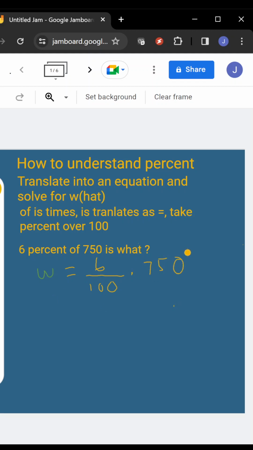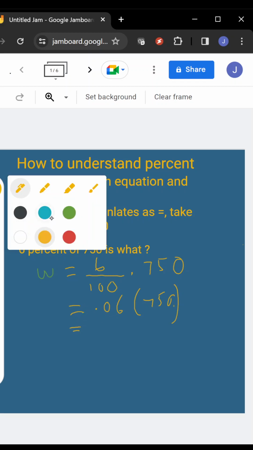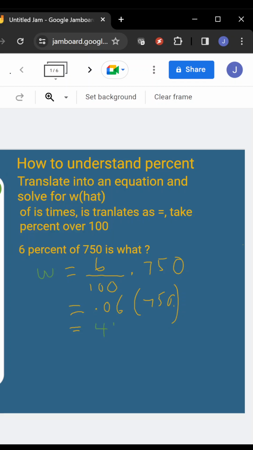There's a couple of ways of doing this. You could use fractions, or you could just say 6 over 100 is 0.06. So this is really 0.06 times 750. And when you do that, you're going to end up with 45, I believe. You're going to end up with 45 for our answer there. So that's the second of our three examples. This is really the simplest, where you already have W on one side. The other two, you have to solve for W.